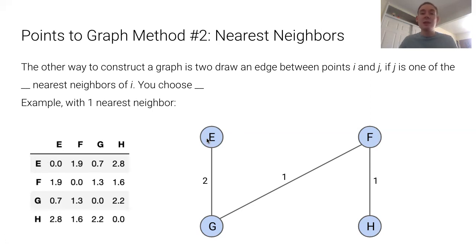So we can draw an edge between E and G. Now we can move on to F. What's the closest neighbor to F? Well, the closest neighbor to F is G. So we can draw an edge between F and G.